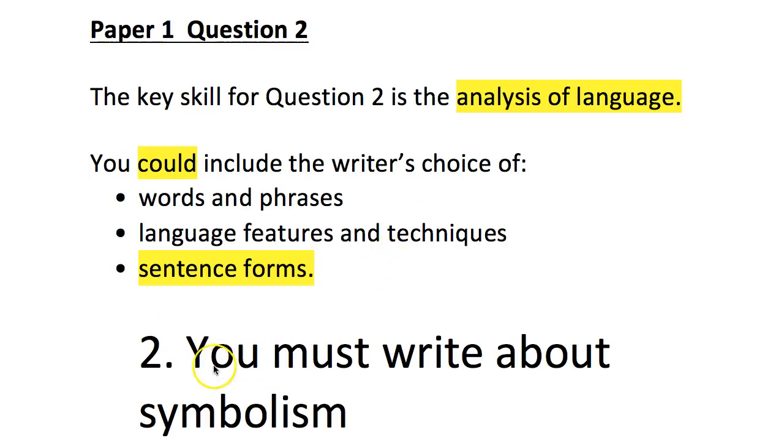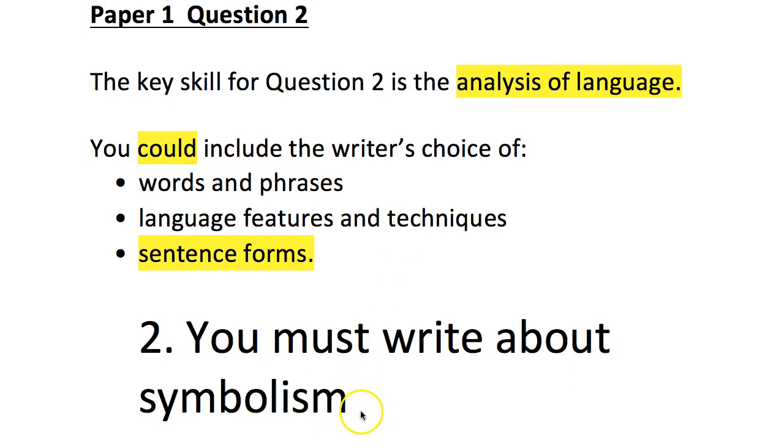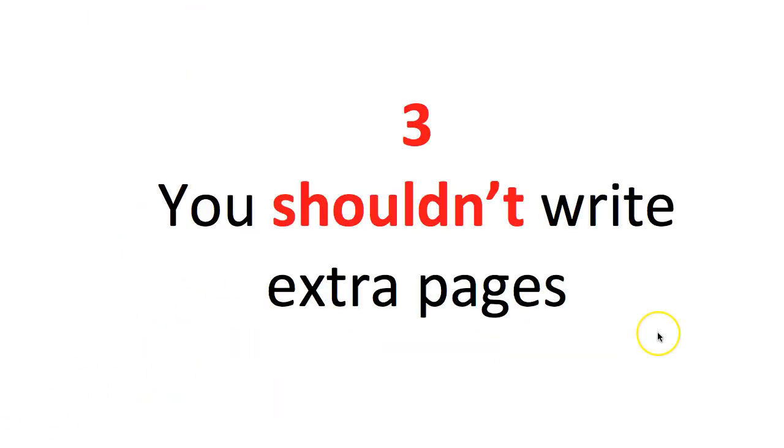Okay, the second way they get you to fail this question is they don't explain what analysis means. Analysis means that you must write about the writer's methods, and the methods that they want you to write about all come down to symbolism. So whatever the technique is, what does it symbolize? In other words, what's the effect on the reader? So you need to use the word symbolize or symbolism, otherwise you can't get into the top grades. And the question doesn't tell you that.